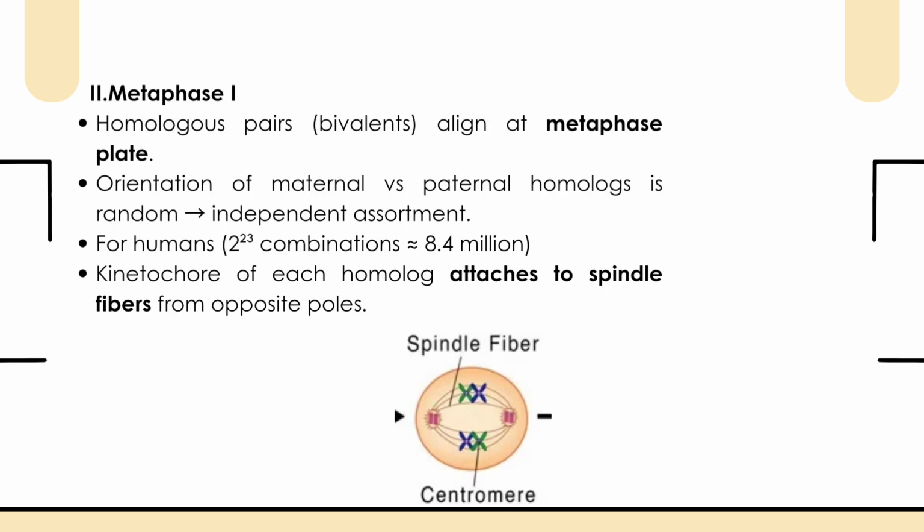In metaphase I, the bivalents, paired homologous chromosomes, align at the metaphase plate. The orientation of each bivalent is random with respect to maternal or paternal origin. This randomness is independent assortment, a major source of variation. For humans, independent assortment alone yields 2 to the power of 23 combinations, that is over 8 million.